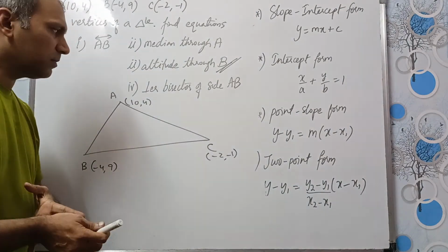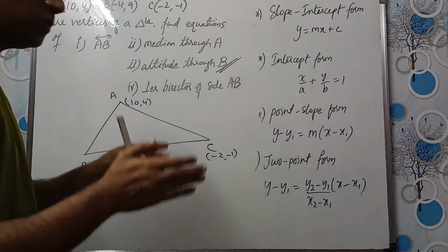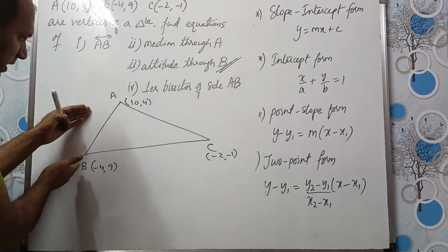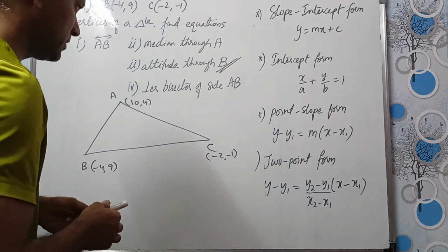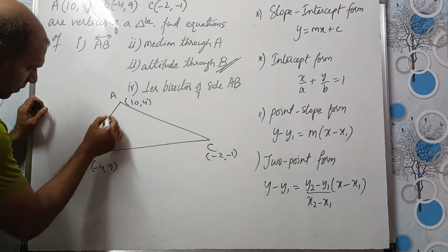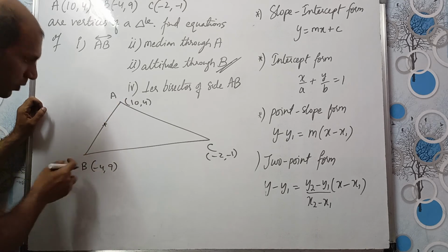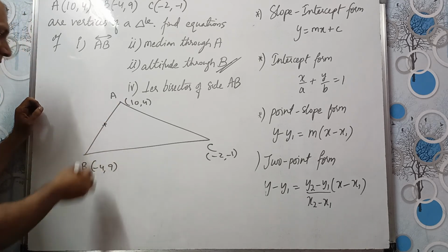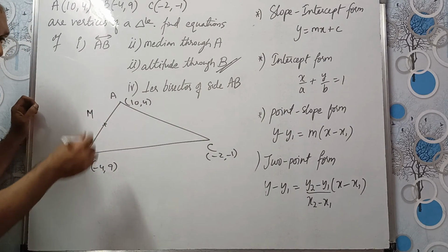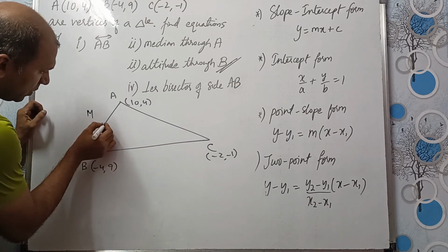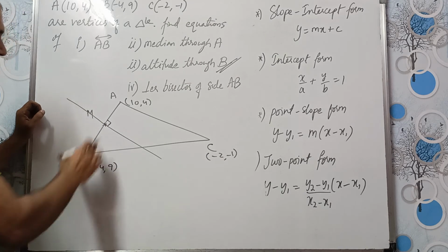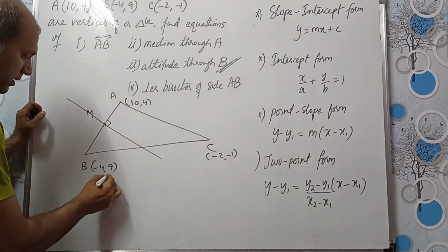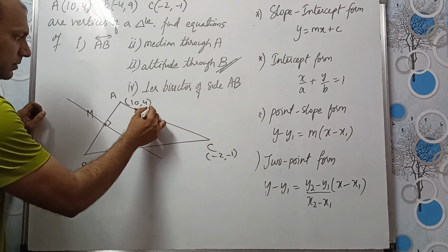What is a perpendicular bisector? See, it should be perpendicular to AB and it should bisect. Bisect means divide it into two equal parts, right? So, we need to find the midpoint of AB first. Let us say the midpoint of AB is M. And it should also be perpendicular to AB. So first let us find the midpoint using the midpoint formula.